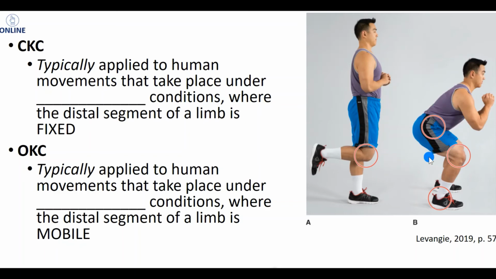But on the right-hand side, in letter B, what are we looking at here? We're looking at multiple joints. We're looking at a closed kinematic chain. The difference here is that the foot is fixed, the distal segment is fixed, and it is a weight-bearing condition. This force is going to allow other forces to be transmitted throughout the whole kinematic chain.